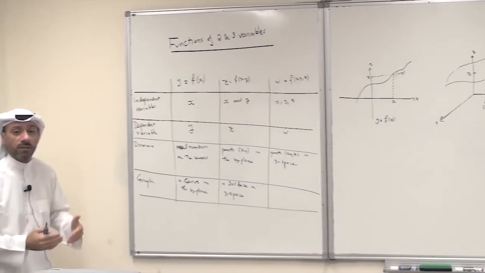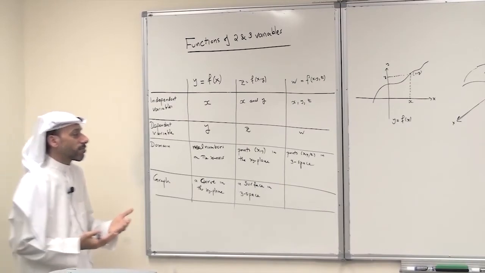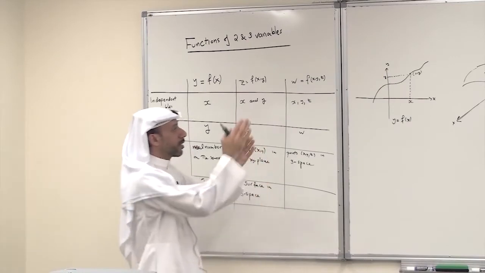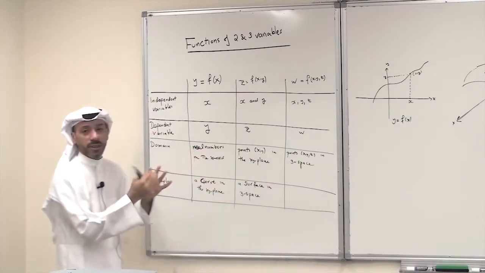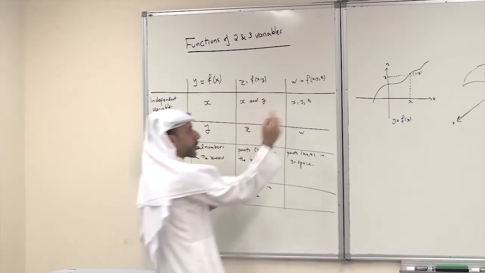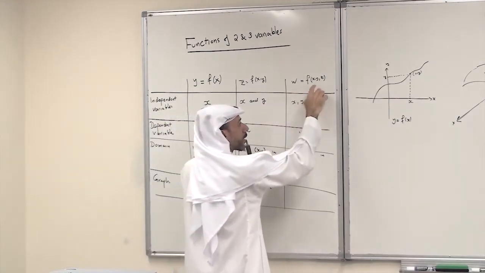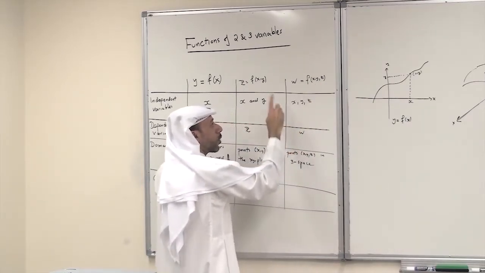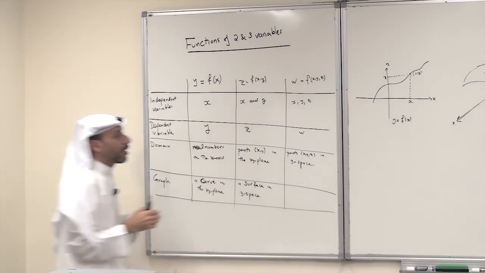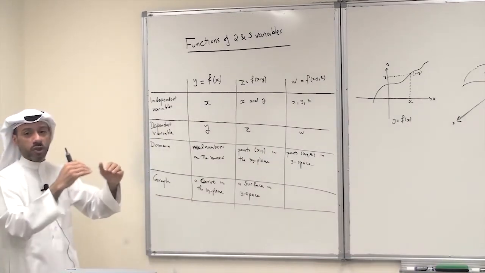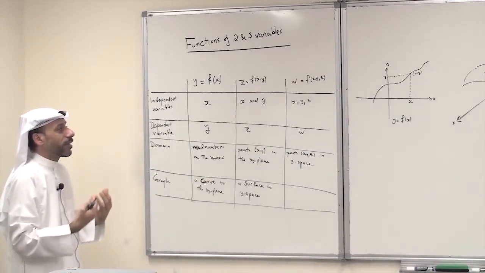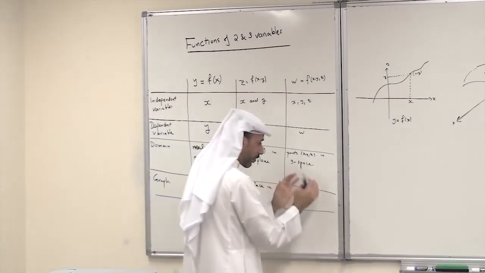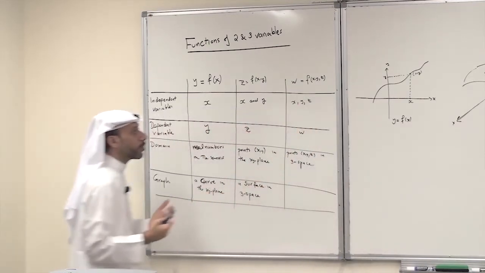What about the graph? Here we cannot really picture the graph, because to make a graph we have to make a four-dimensional coordinate space: three axes for the values of the domain, and one for the range. That is, we have to have a four-dimensional space. This cannot be pictured in any three space, so we can't really graph functions of three variables.